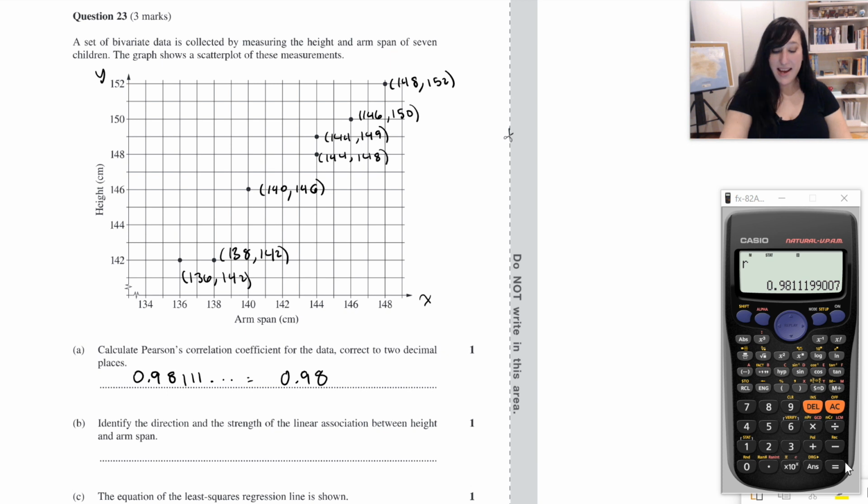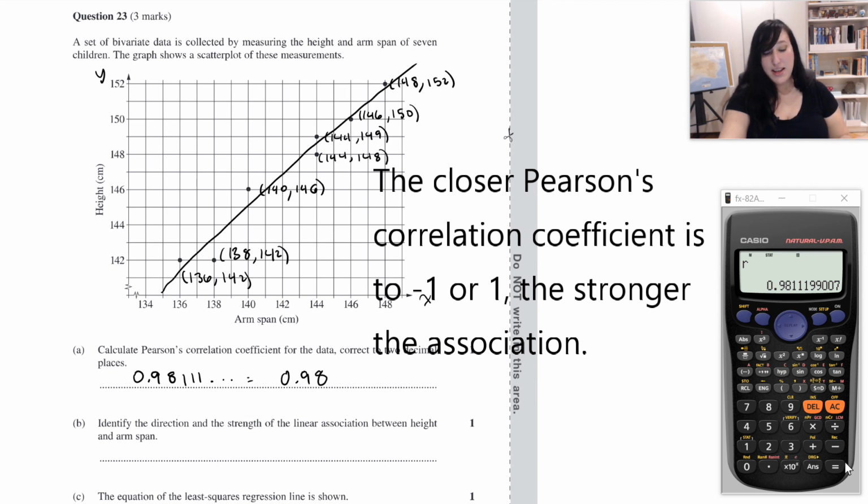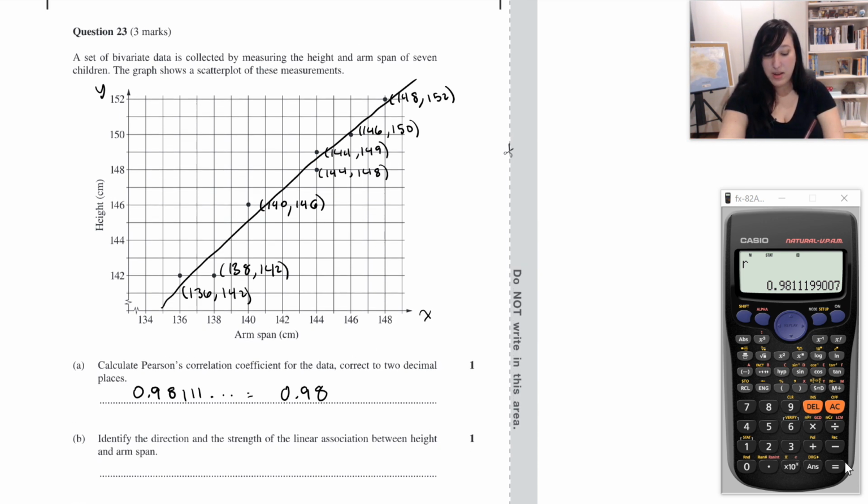Okay, part B says identify the direction and the strength of the linear association between height and arm span. So this is about the trend in the data, whether it's going up, has a positive gradient, or going down with a negative gradient. And it's also about its strength, how closely or tightly these data points follow a line. So we can see that in general, these data points are going up and quite closely follow the line. Pearson's correlation coefficient is a numerical measure of how tightly those data points follow that line. 0.98 is quite high. So it's definitely a strong relationship, and as we said, it's going up, so it's got a positive relationship as well. So we need to say that it is strong and positive.